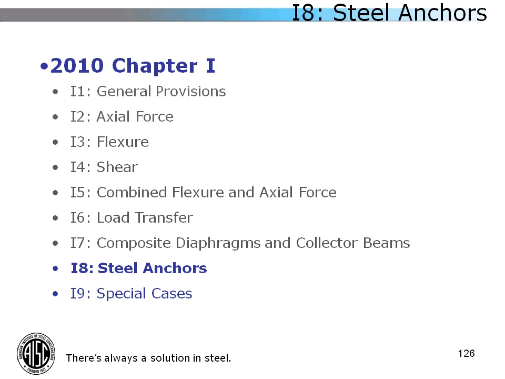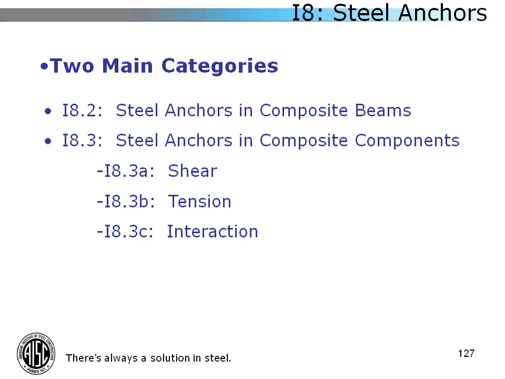Then we move into section I-8, steel anchors. For I-8, the first part of this, we have steel anchors and composite beams. Again, no major changes. I-8.3 are these new provisions for steel anchors in composite components, where we have shear, tension and shear interaction. We really only use the shear portion of these provisions right now within the load transfer region of composite columns.